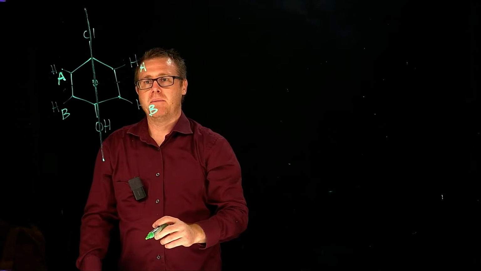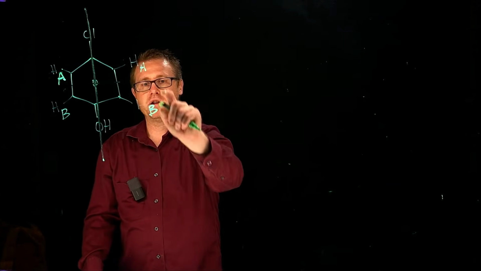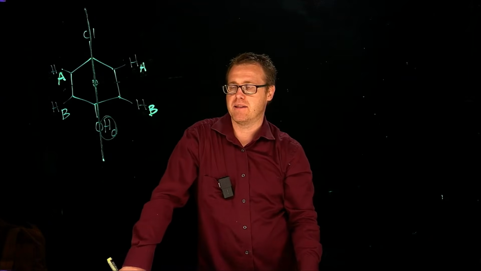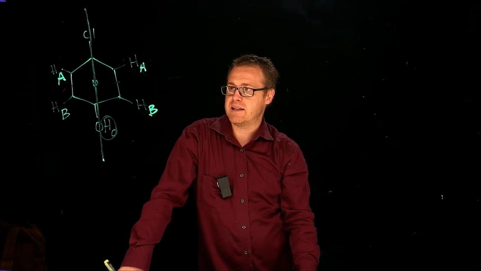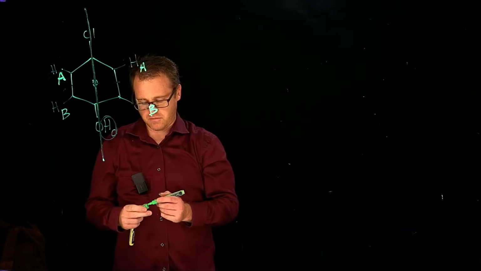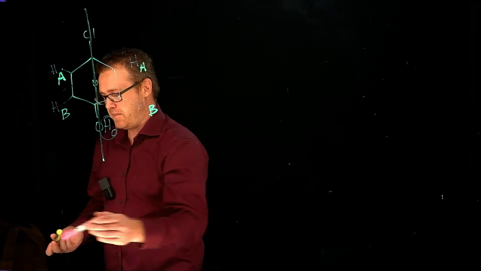And then how many signals does this molecule have? We have 1, 2, and then we would have 1 for that hydrogen right there. So we would have 3 signals for that benzene derivative. All right.